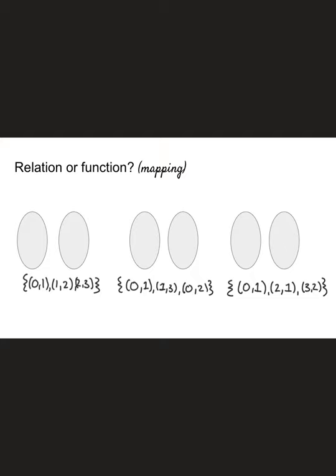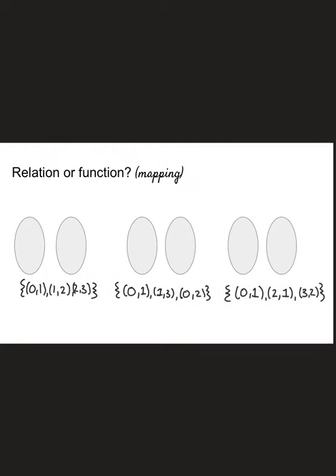Now we have to determine if these are relations or functions by mapping, and that's just a way to show our relations in just a different visual way. So for mapping, we've got our two ovals here, and the X's or the inputs go in that first circle, and the Y's or the outputs are going to go in the second, and that's how it always works. So we've got X, Y, X, Y, X, Y.